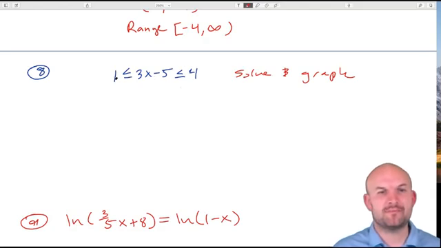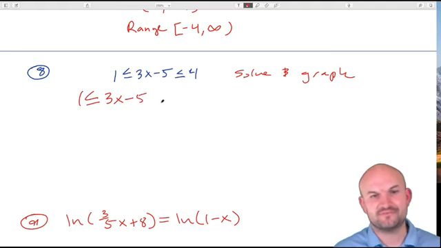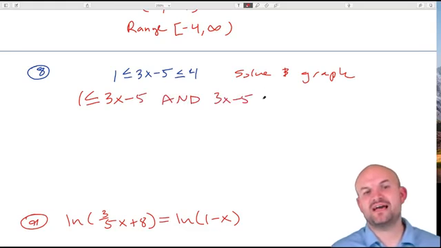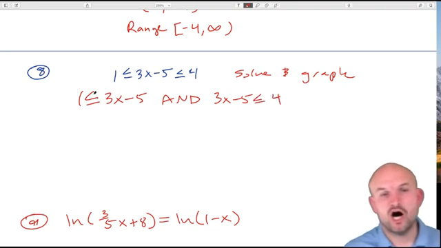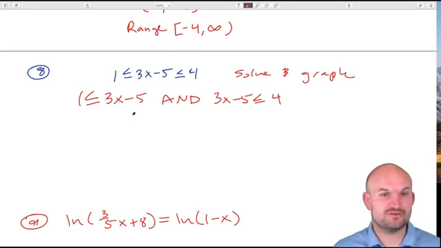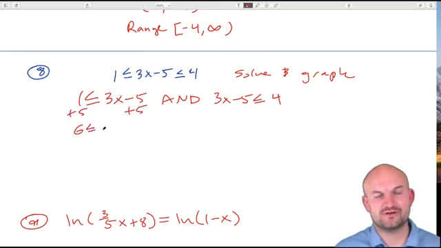So whenever you have this compound inequality, we have 1 has to be less than or equal to 3x minus 5, and 3x minus 5 has to be less than or equal to 4. Now, all I'm basically going to do is use my inverse operations to solve. So I'm going to add a 5. I have 6 is less than or equal to 3x, divide by 3, divide by 3. 2 is less than or equal to x.